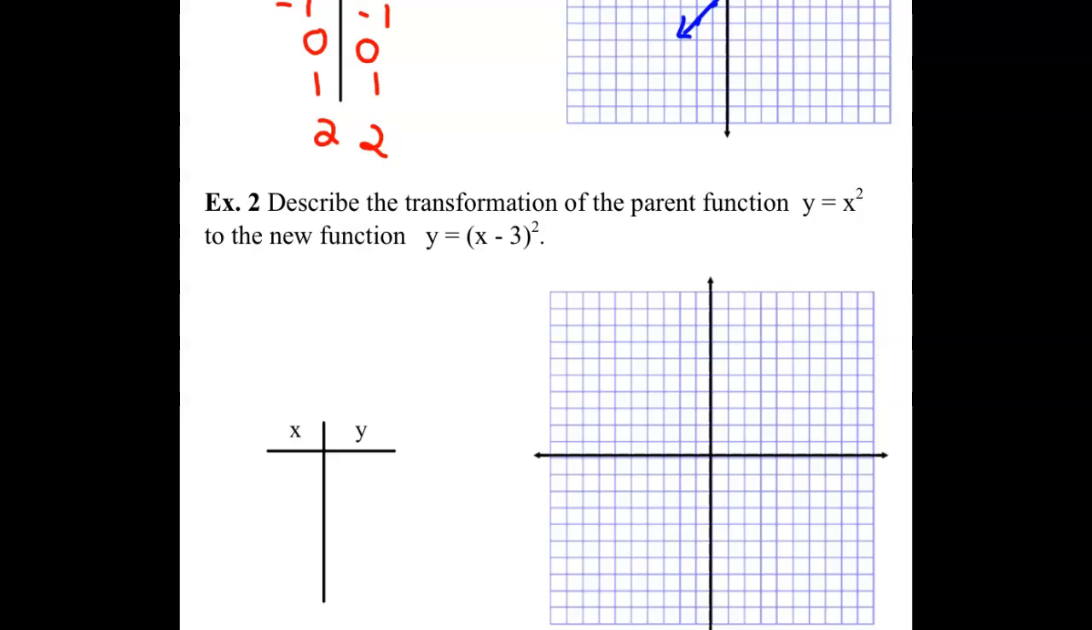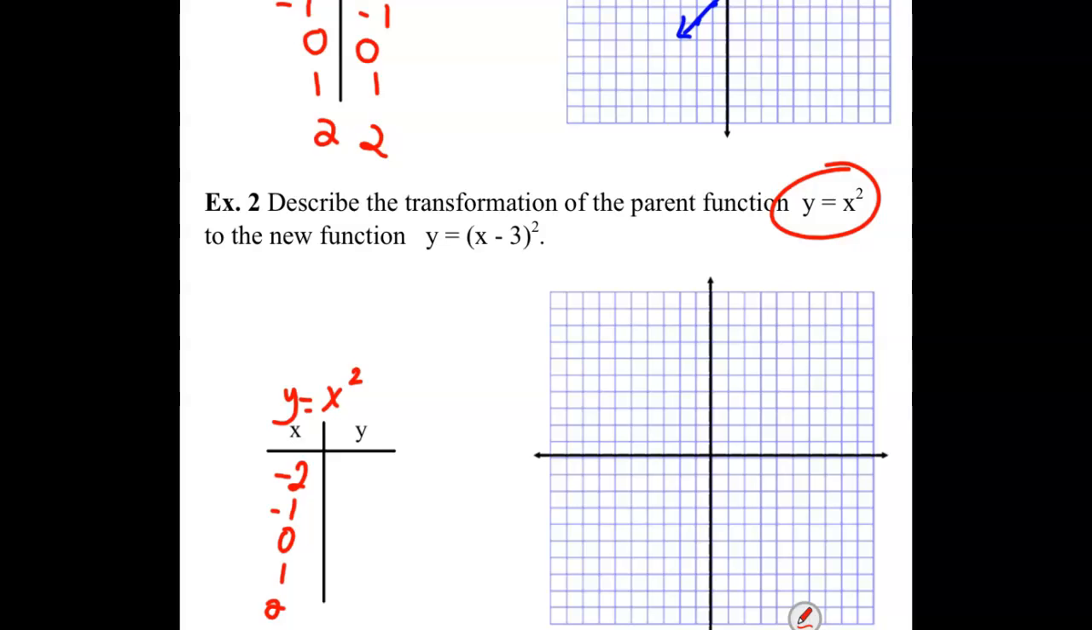Our next one says, describe the transformation of the parent function y equals x squared to the new function y equals quantity x minus 3 squared. Let's start with this. What shape is it? That's our parabola. Let's get our graph for our parent function, y equals x squared. I want you to make sure to use some positives and some negatives in your table.